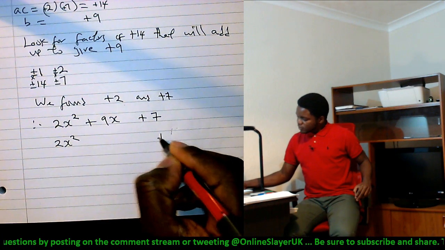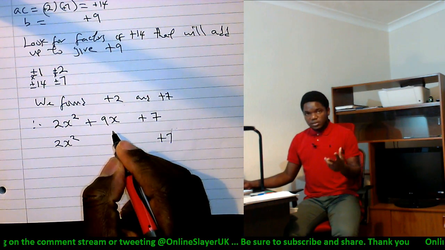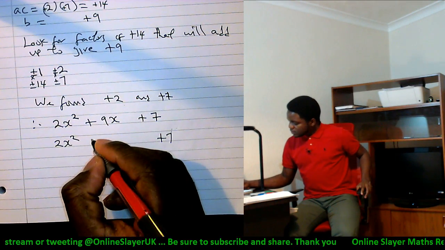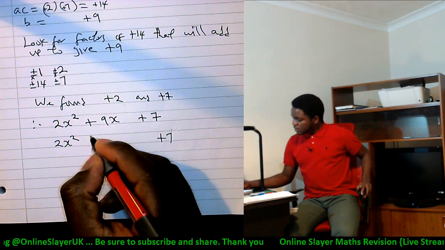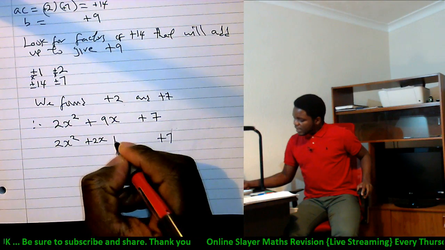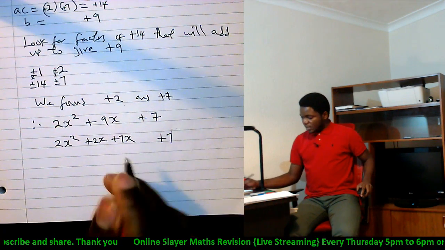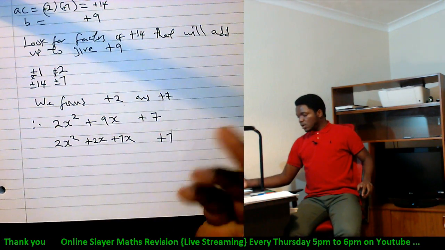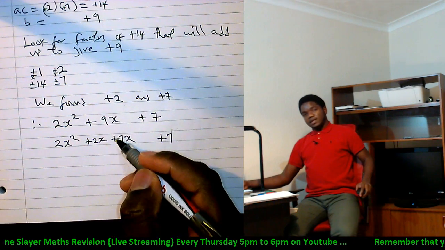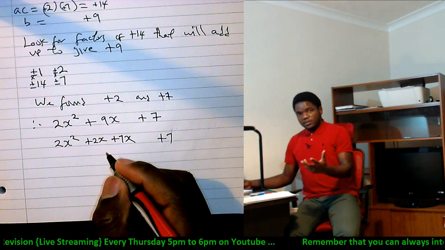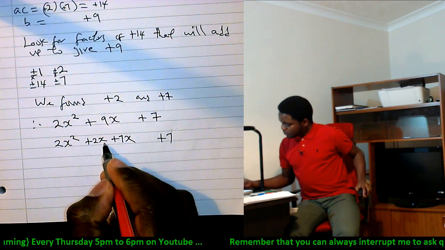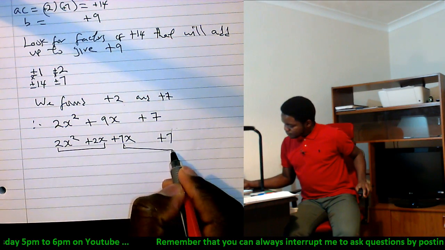Now, I told you we are going to break this plus 9 into those two things we're looking for. And that's going to be plus 2 and plus 7. So that's plus 2x and plus 7x. Have we changed the question? No, because this is the same thing as plus 9x. But we're trying to factorize. So we're going to take it in twos.